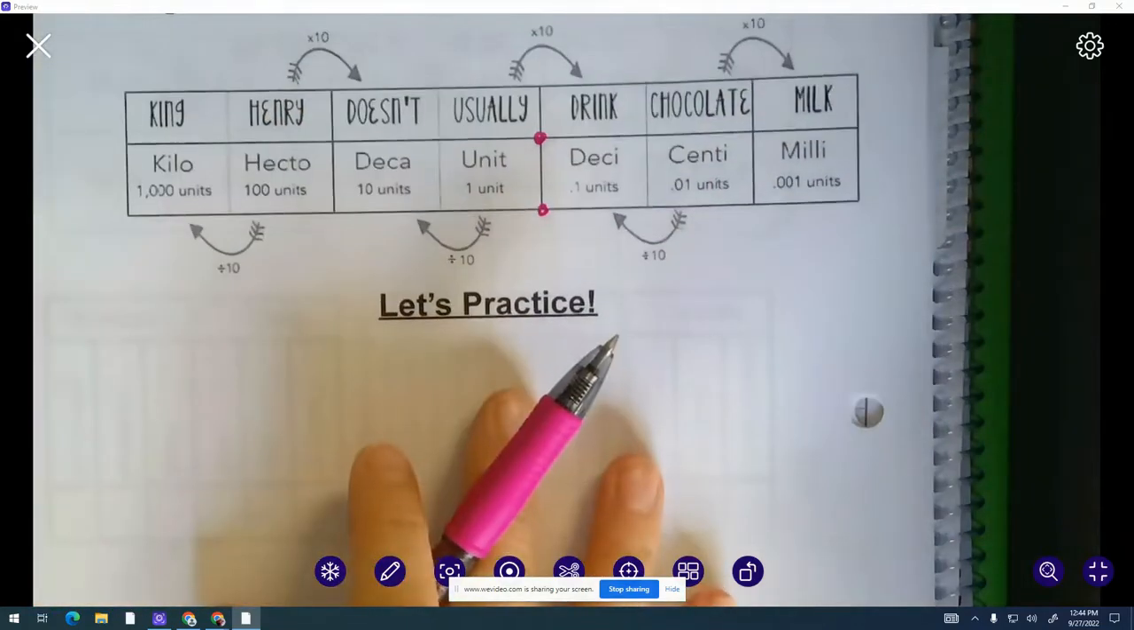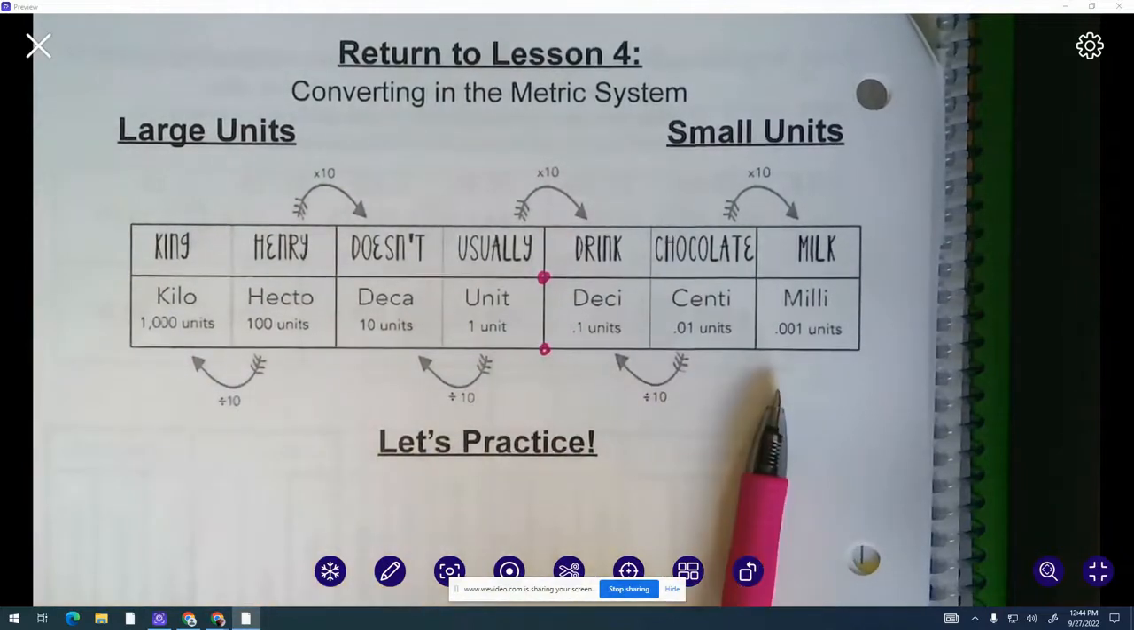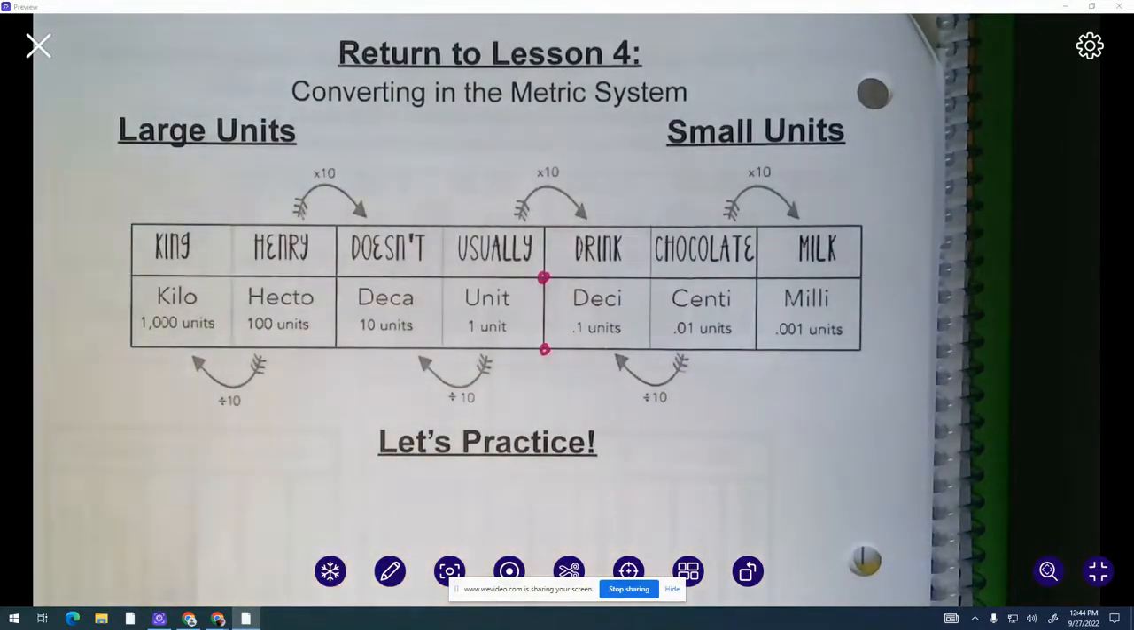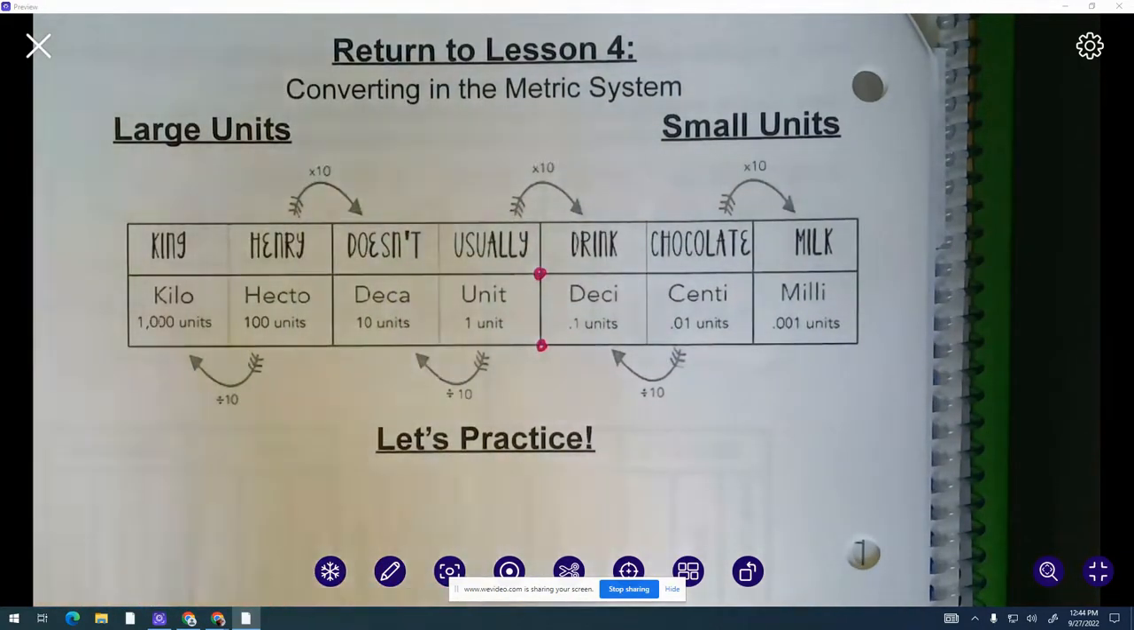Okay, so let's go over this metric system chart. You're going to find this in your STAR packet, and you're going to find this as part of your reference sheet. It's the document that we have wrapped in a plastic sleeve. It should be at the front of your binder. This is the reference we're going to be using now for Module 1, Lesson 4.